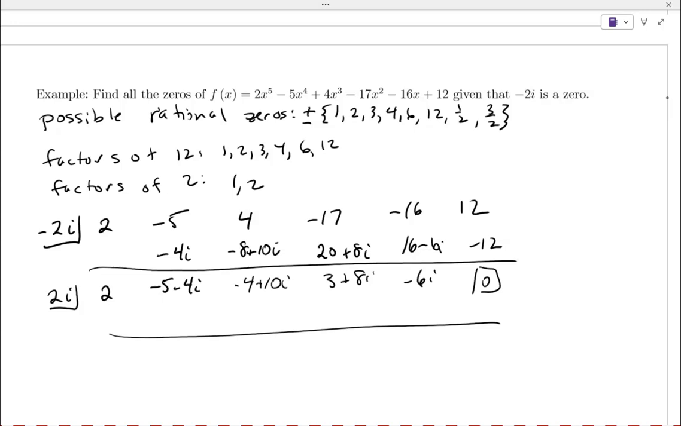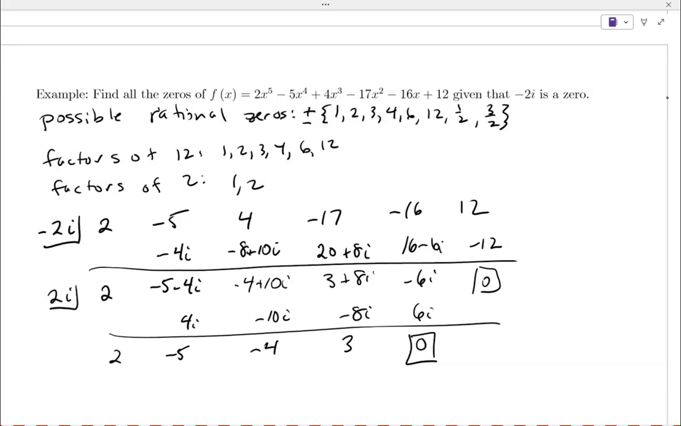Bring down your 2. When you multiply, you get 4i. Add, you get negative 5. The i went away, right? Multiply, negative 10i. Add, negative 4. Multiply, add, good. Multiply, add, 0, which is what we should get, right? So far, so good?